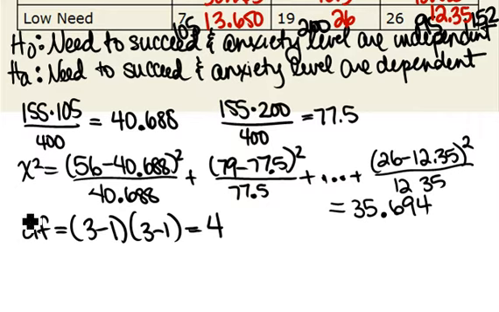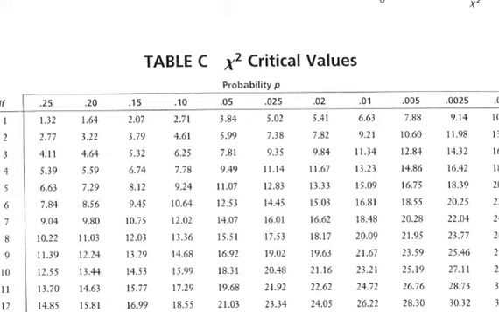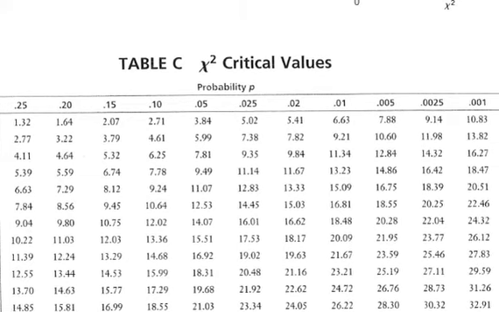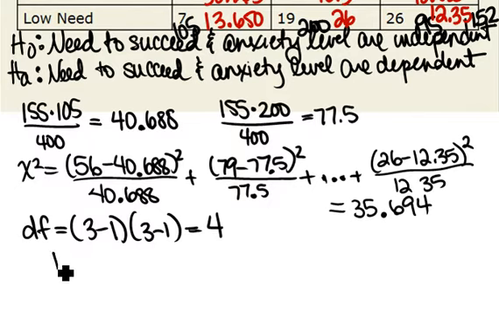So we want to look for our test statistic in row 4 of our chi-square table. And in looking for 35.694, what we're going to find is that it is all the way off the chart. So it's much larger than our largest value, which is 18.47. That tells us, since it's farther out in the tail, that the tail area beyond it is going to be smaller than what we have here of 0.001. So our p-value is less than 0.001.